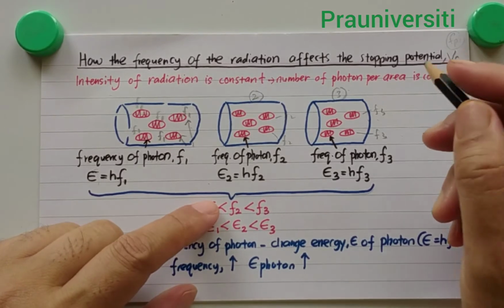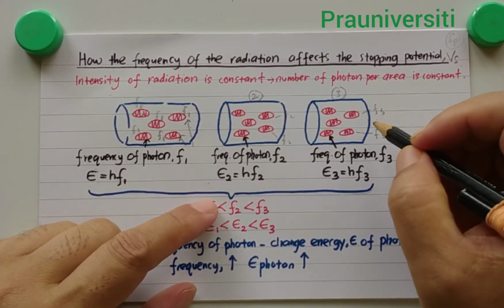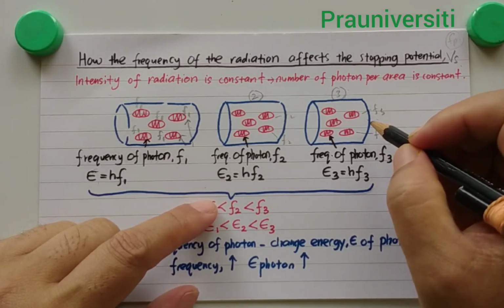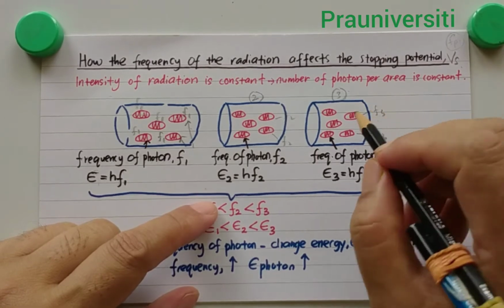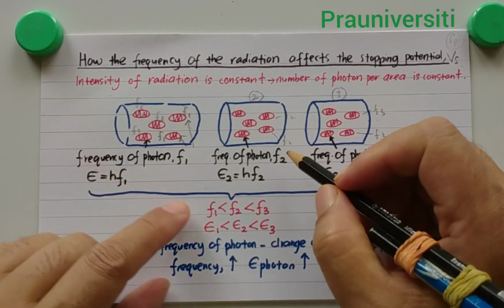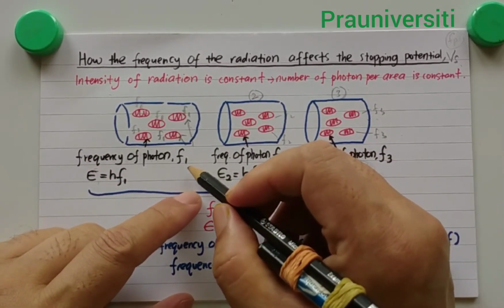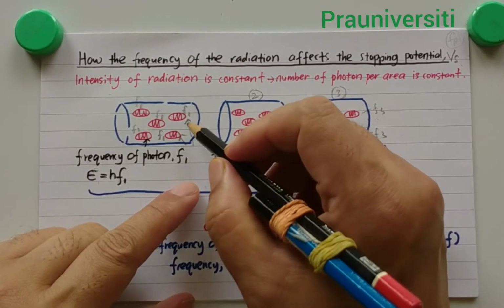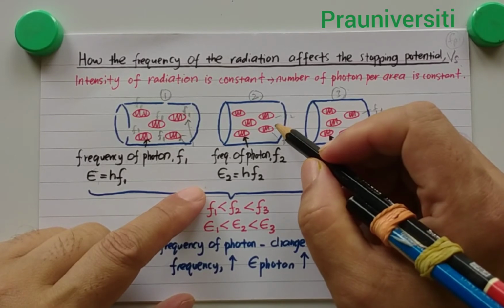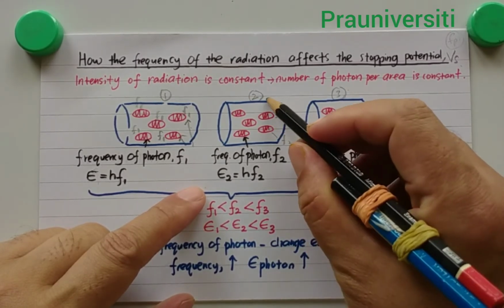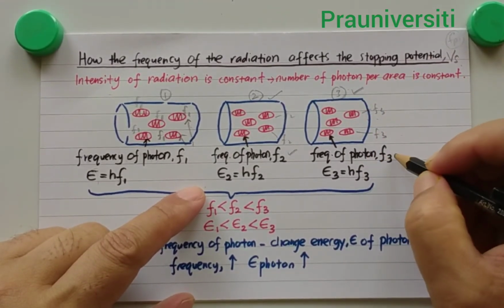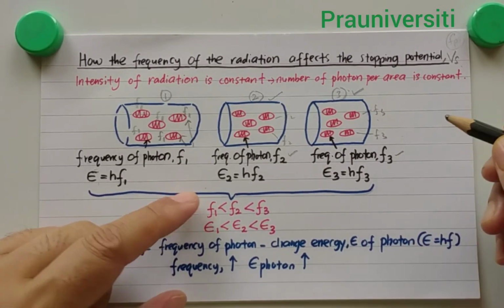So the number of photons per area is constant, which means the intensity is constant, but the energy of the photon for each diagram is different. Why? Because the frequency is different. The frequency of the photon in diagram 1 is F1, in diagram number 2 is F2, and in diagram number 3 is F3.